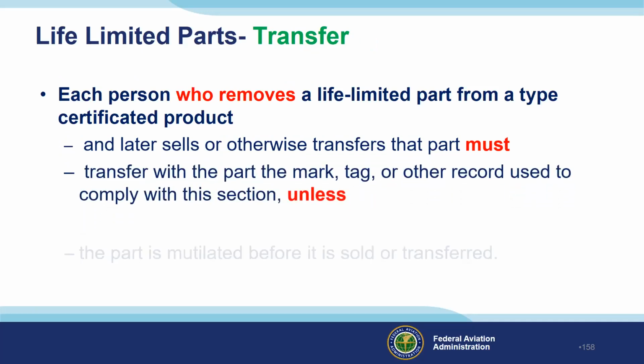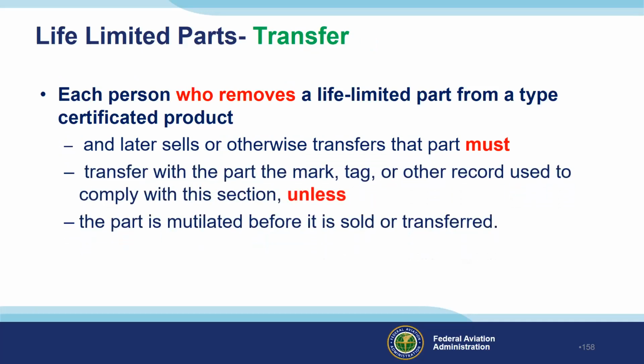Now, again, each person who removes a life-limited part from a type certificated product and later sells or transfers that part must transfer it with the mark, the tag, or other record used to comply with this section, unless the part is mutilated. So I guess here's where you can take out your frustrations. You can mutilate the part before it is sold or transferred. And again, the goal is just to make sure it's never reinstalled. On an airplane, you could put it on your tractor.